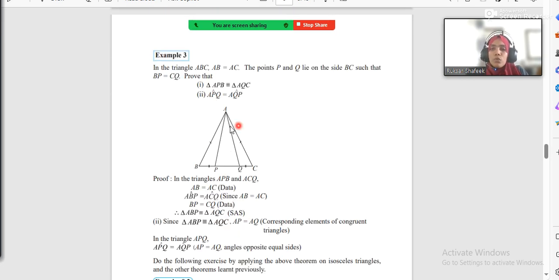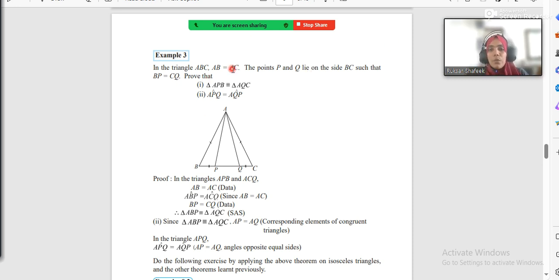Let's move into this example 3 to show how we can work out proving questions. Remember, whenever you have the proving questions, don't forget the data, to prove, and the proof, because that's a way of writing the answer, and that will definitely give you a good score as well.